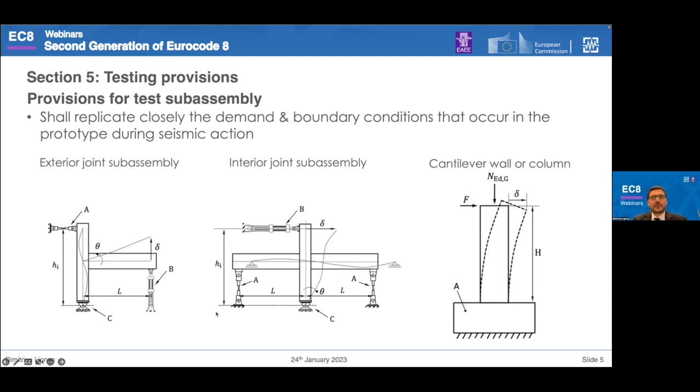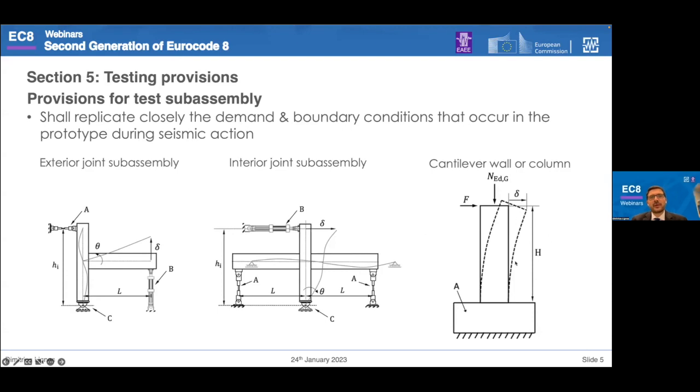And here you see some typical examples of configurations that are actually included in the technical specification, particularly if you are concerned with exterior joint subassemblies or interior joint subassemblies, where usually the points where we do these cuts correspond to the inflection points, assuming that these are not moving during a seismic action, which is actually not true, especially when these assemblies experience damage.